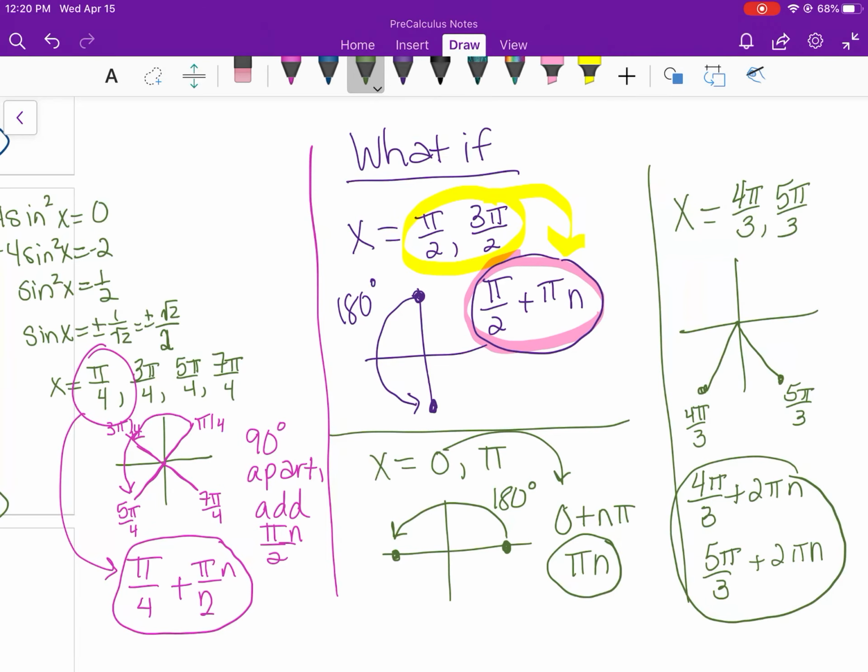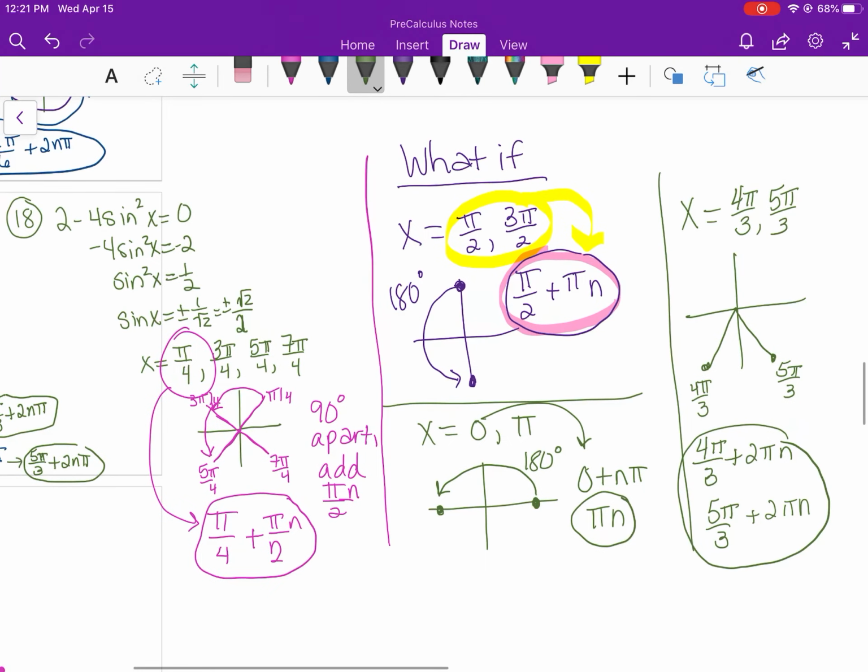So let's just do a quick review here. On number 18, every angle that came up in my answer set to start with was 90 degrees apart from each other. So I just take the first one and I add on increments of 90 degrees. That's what I have here. In my two what if scenarios here, I show you that I have two answers that are both 180 apart. So in that case, I start with the first answer that I get on my unit circle and I add 180.